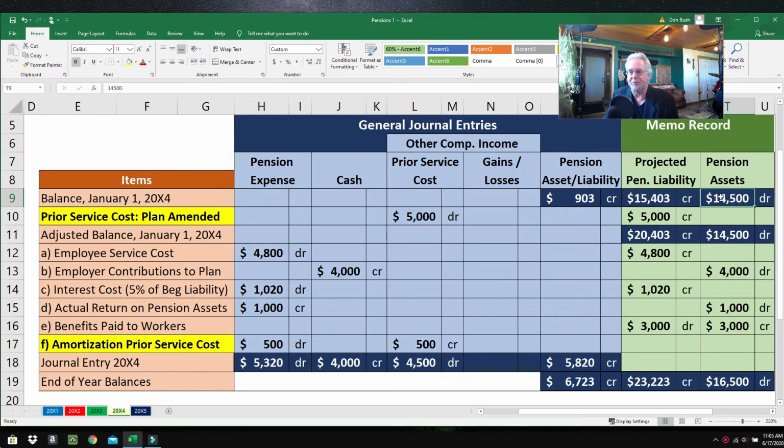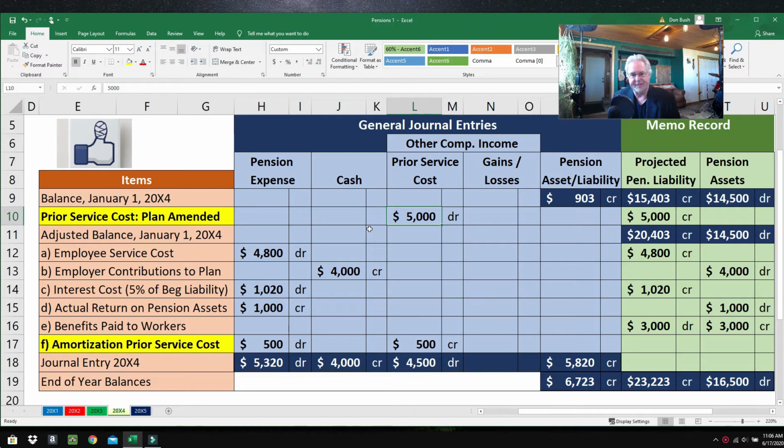If you were to subtract one from the other, you would get 903, and the credits are larger, so we're calling this a credit. And this tells us right here that the pension is underfunded by $903, and this goes on the balance sheet of When We Get to It Construction's balance sheet. So moving on, this prior service cost plan amended, what is that? We're debiting it for $5,000, which relatively speaking here is a lot of money.